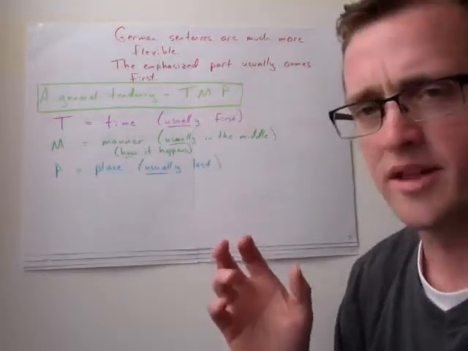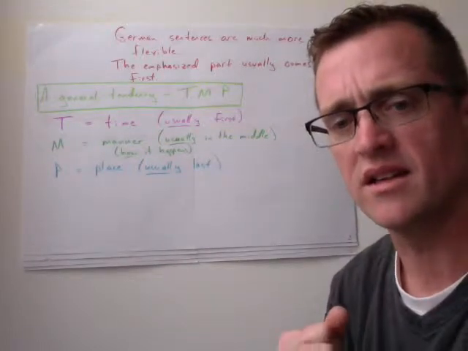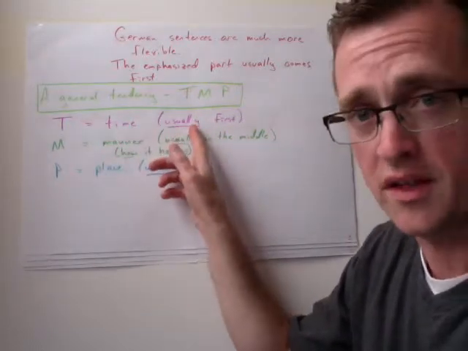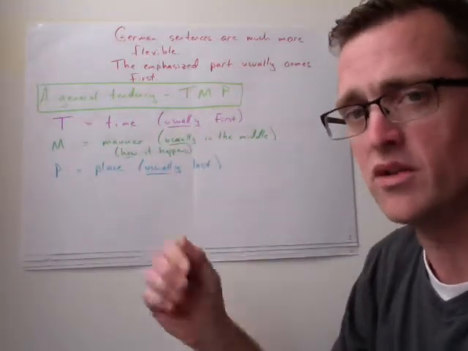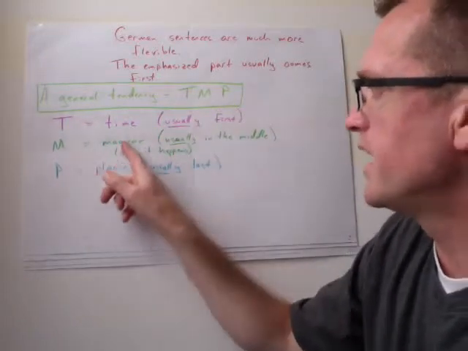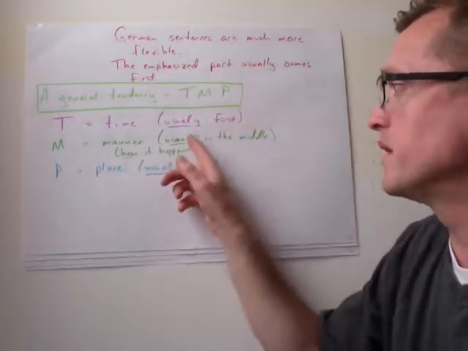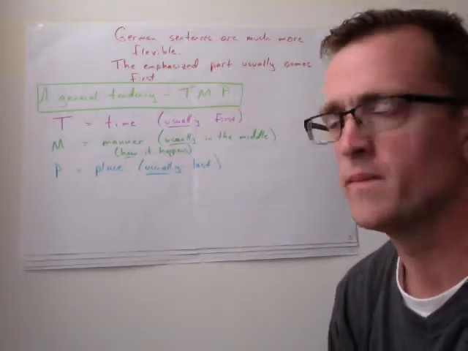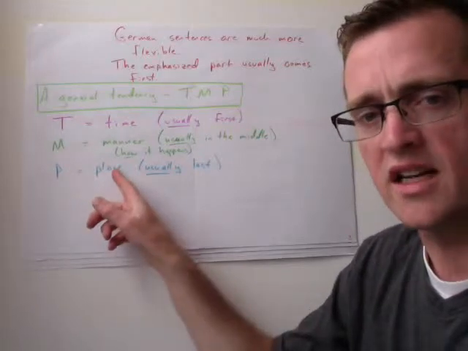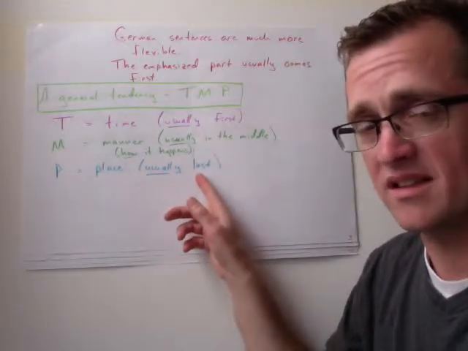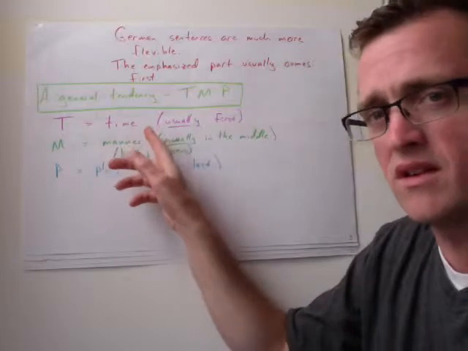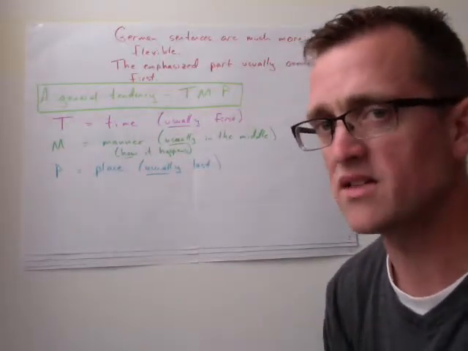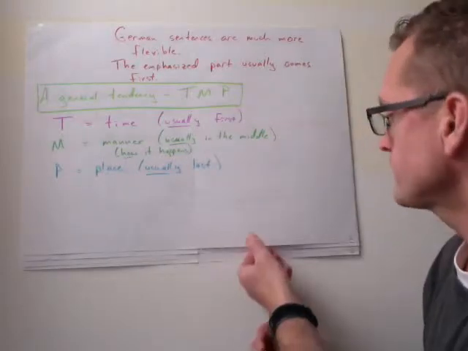We have an abbreviation that we usually follow in class, and it's TMP. T standing for time, usually comes first in a sentence. It doesn't have to, but usually comes first. M standing for manner, which is usually in the middle of a sentence. By manner we mean how something happens, quickly, slowly. And the P stands for place, usually comes last. So time comes first, how it happens comes next, and where it happens comes last. And again, that's a tendency, it's not a hard and fast rule.